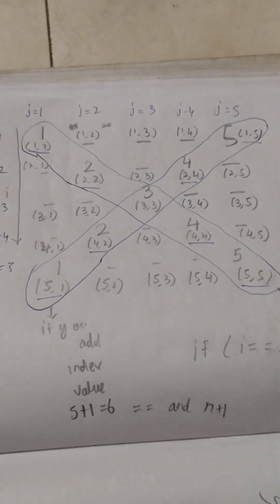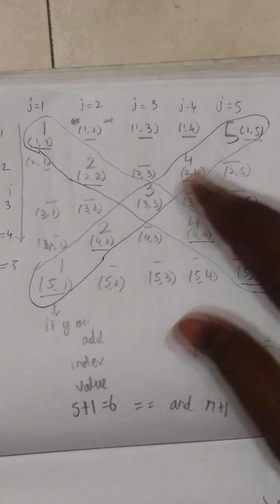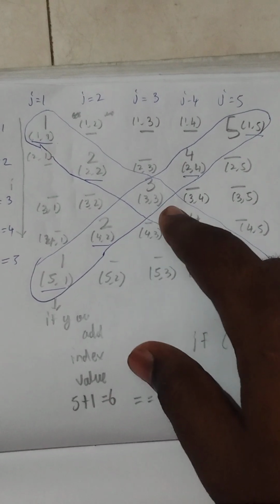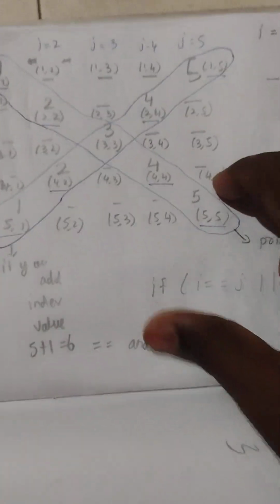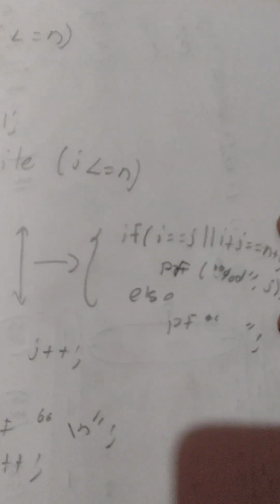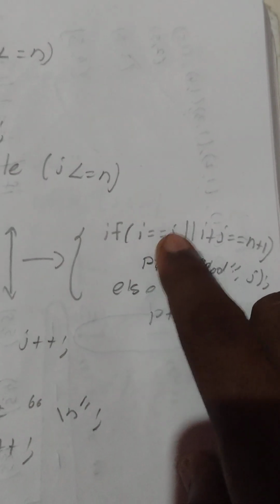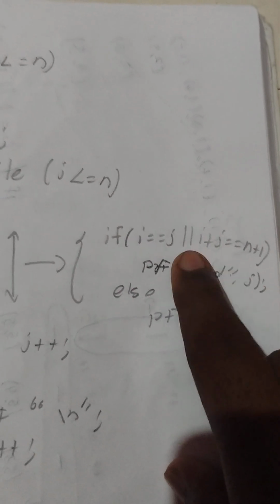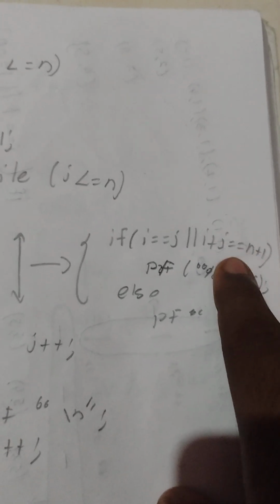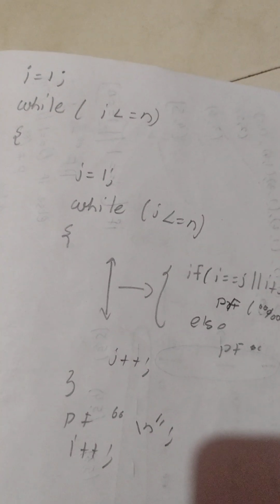1 2 3 4 needs to print. If you look here, 5 comma 1, 4 comma 2, 3 comma 3, these values are always added up to 6. So how can we write the condition? Same loop, but only this condition is going to change. If i is equal to j, we need to print the value. If not, i plus j: if the user enters 5, plus 1 means 6. So this is how we can print the values for this condition.